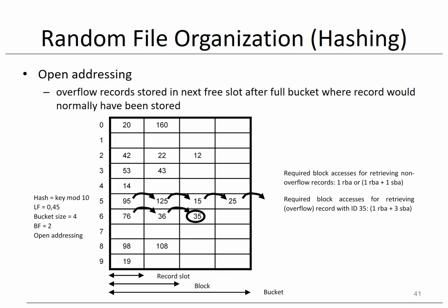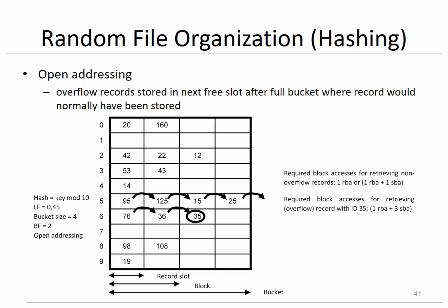Retrieving record 35 now requires 1 random block access plus 3 sequential block accesses, whereas retrieving a non-overflow record would require at most 1 sequential block access in addition to the random block access. So indeed, overflow has a negative impact on performance.